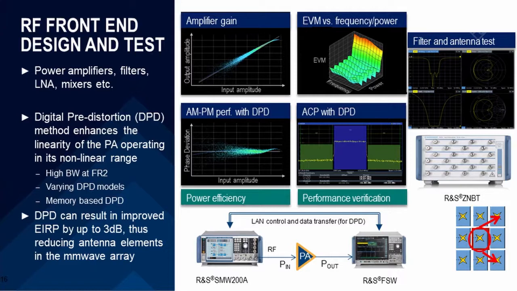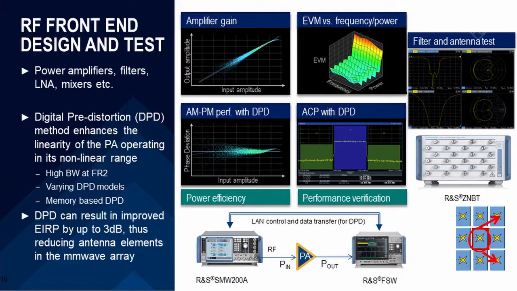The next solution is the network analyzer. There you see the R&S ZNBT. It's a true multi-port network analyzer with 24 ports, and you can do testing on multiple devices. Of course, one of its special use cases is to measure the mutual coupling between the antenna elements in an array.